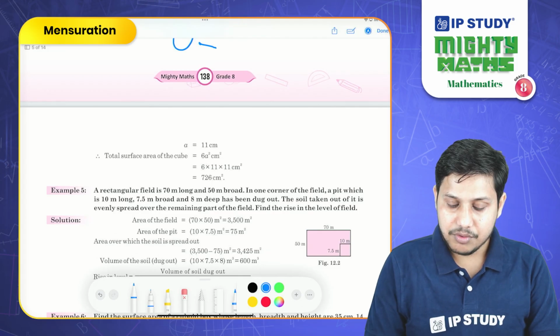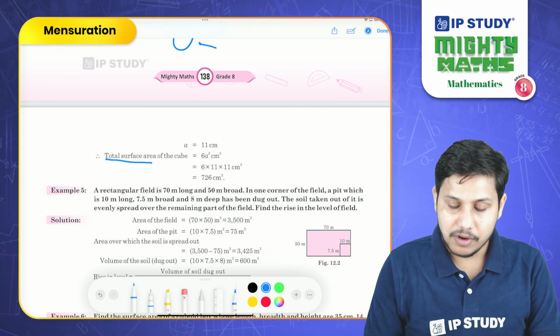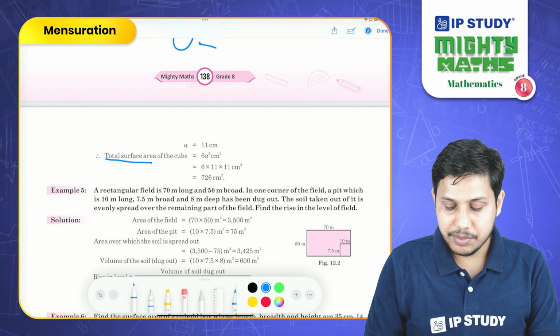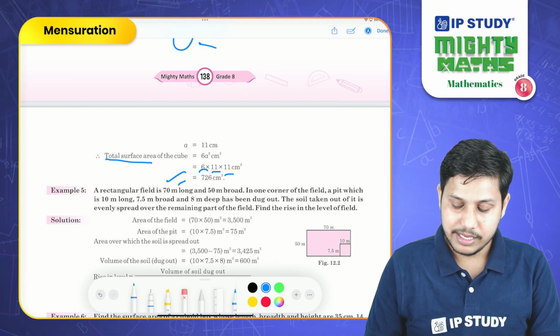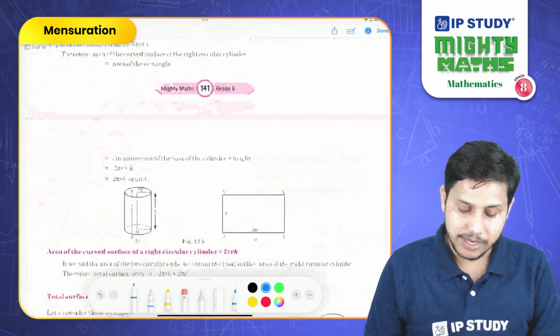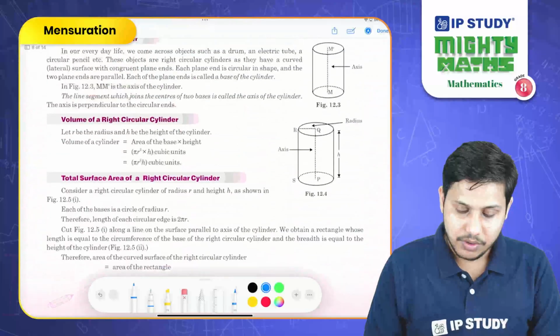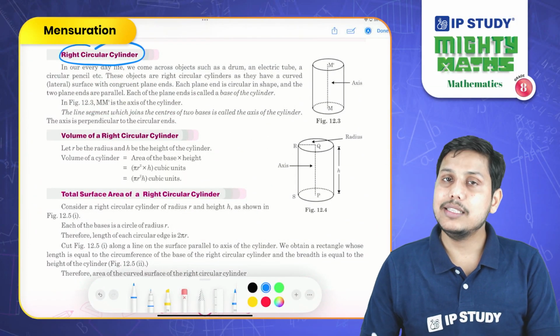Now to find out the surface area of cube, what we need to use is the formula of 6a square. So this will be 6 times 11 times 11, which will be 726 centimeter square. Moving to the next topic: right circular cylinder and its volume and its surface area.